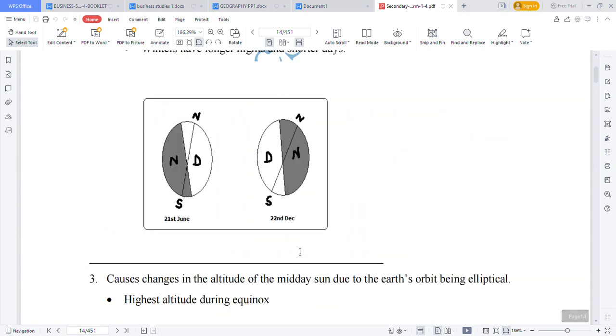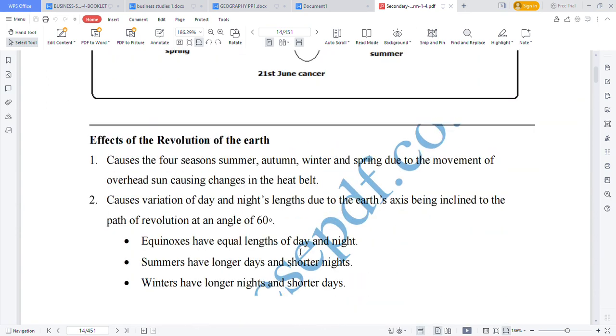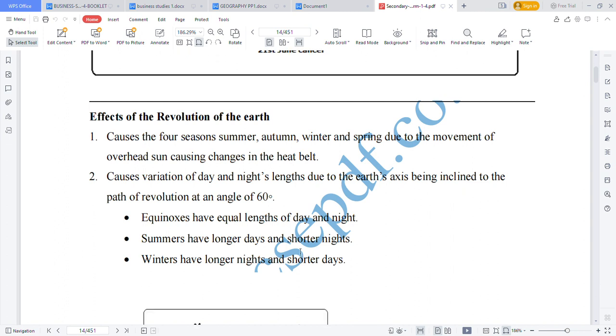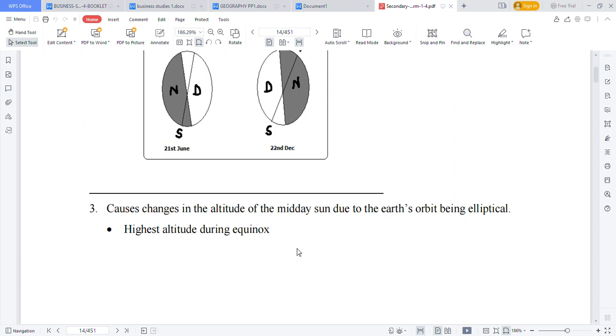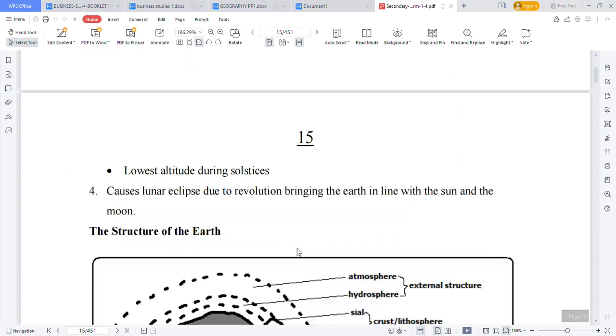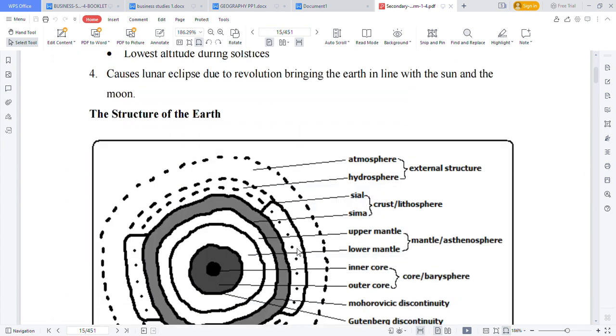So we have four effects of revolution. Remember them. Causes four seasons, causes variation of day and night, causes changes in the altitude of the midday sun, then causes lunar eclipse. So that is the first lesson we have done.